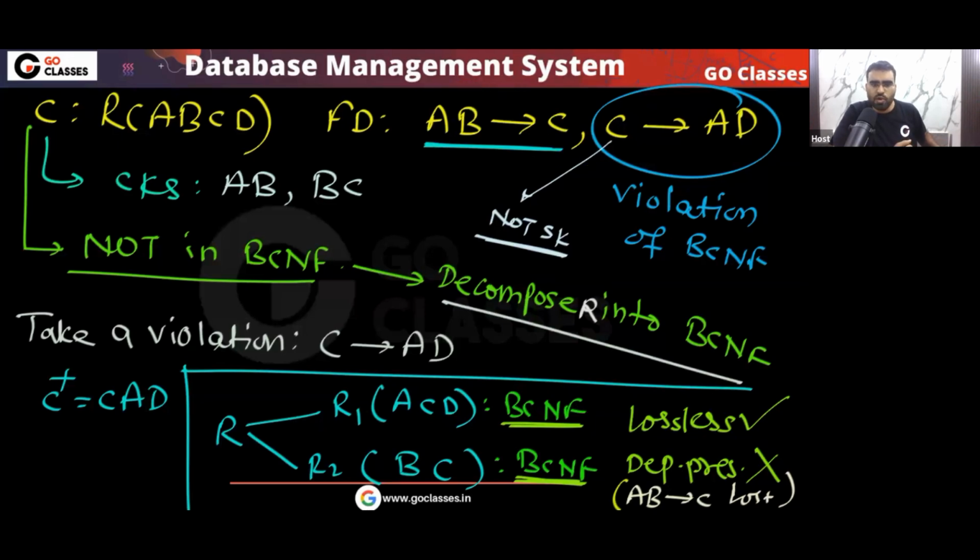Now you might be thinking, at this point, can I say there is no decomposition which will have BCNF, lossless, and dependency preservation? At this point, can I stop and say that there is no decomposition which can give me these three properties: BCNF, lossless, dependency preservation?